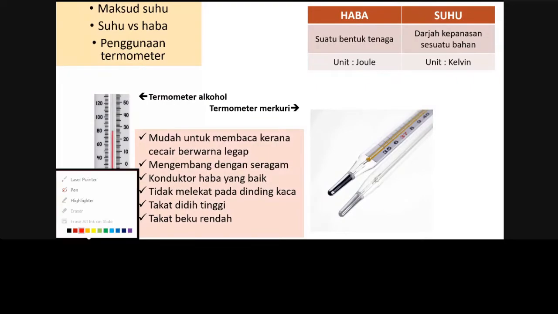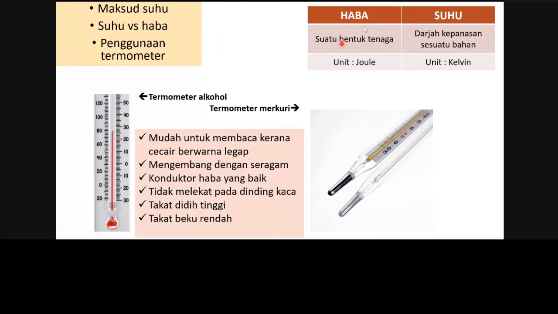We also have haba. Haba is a type of energy. So haba is actually yang penentu suhu. Banyak haba means suhu tinggi. Sikit haba means suhu rendah. So you don't get confused with these two. Sebab selalunya exam bila dia tanya you haba, you akan confuse it with suhu. So basically haba is what decides berapa you punya suhu. Kalau badan you banyak haba, you panas, you demam, means suhu you tinggi.